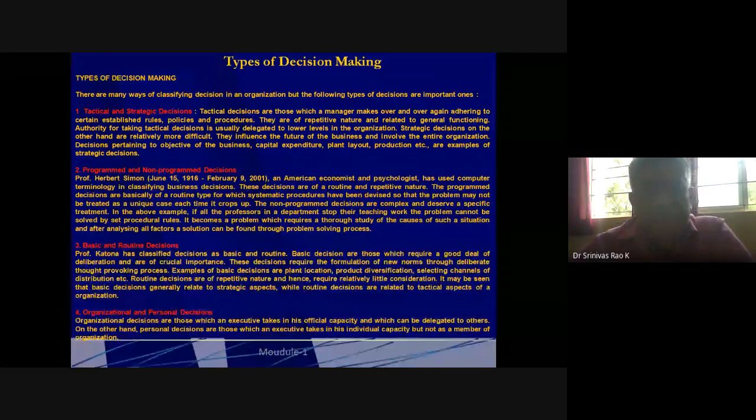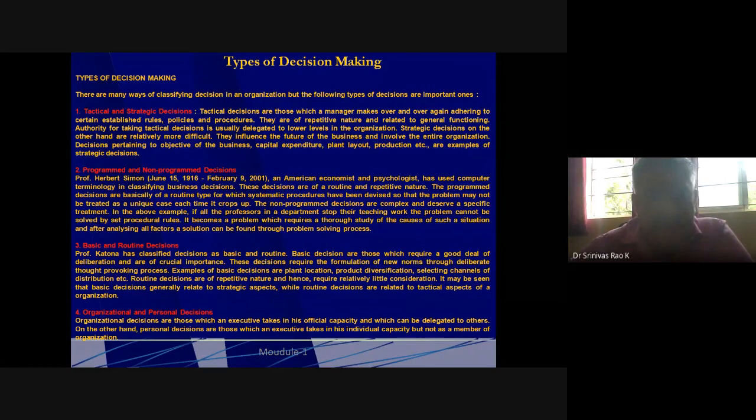In the above example, if all the professors in the department stop their teaching work, the problem cannot be solved by set procedural rules. It becomes a problem which requires a thorough study of the causes of the situation, and after analyzing all factors, a solution can be found through a problem-solving process.